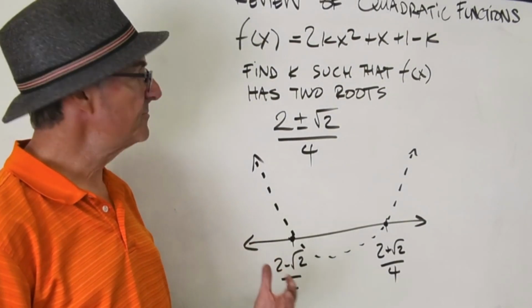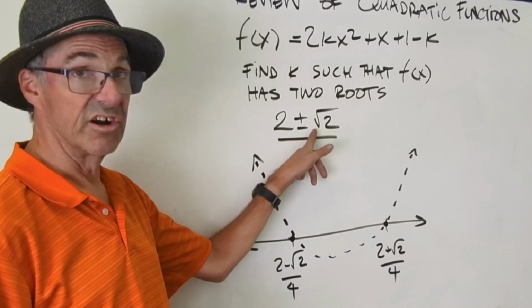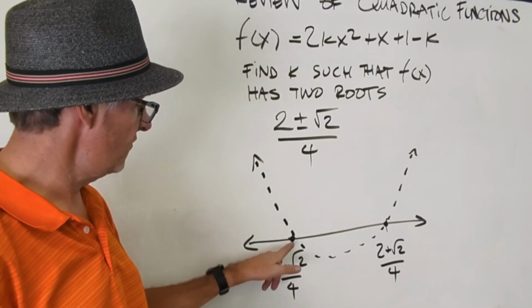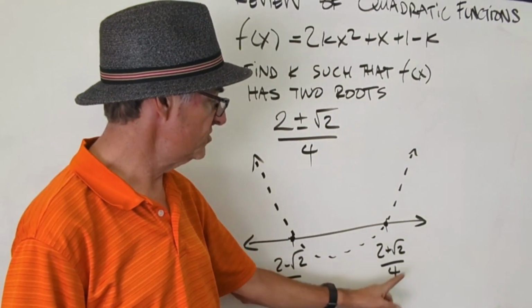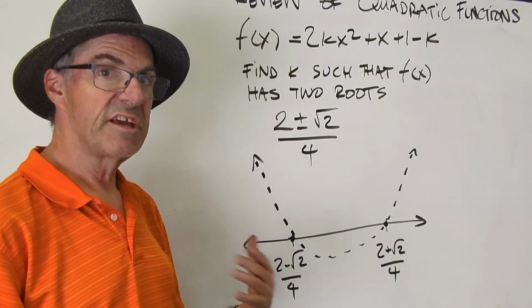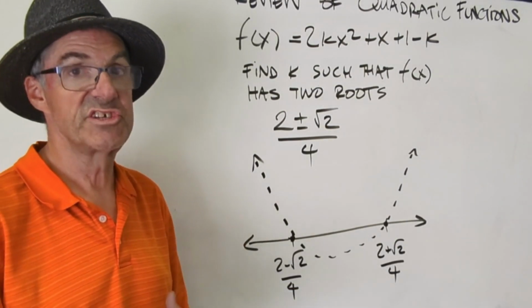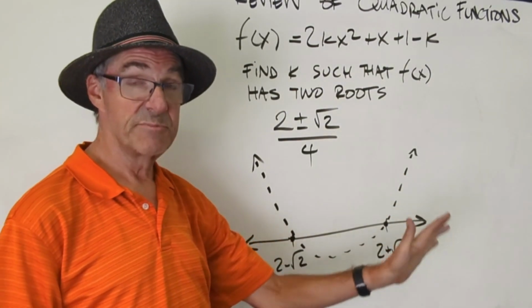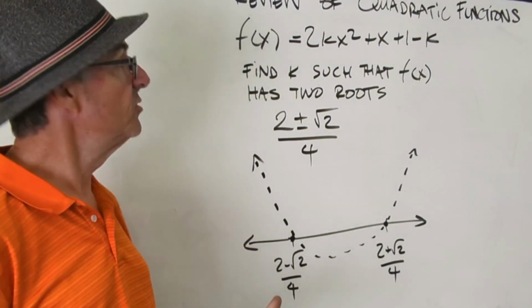All right, the next step is to take those solutions here and put them on the number line. So here's 2 minus root 2 over 4, that point. 2 plus root 2 over 4 is that point. Now, I think if you have trouble figuring out where the function is negative and positive, sketching in a rough approximation of your parabola graph will help you with that.